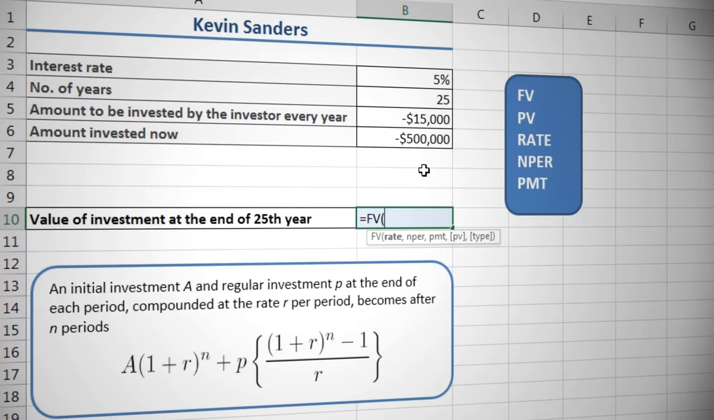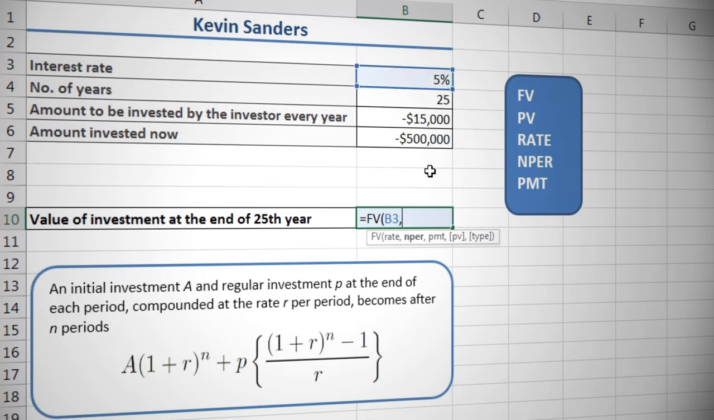Now the future value has 3 mandatory arguments and 2 optional ones. Let's look at each of them. First of all, the rate. Now again, this must be the rate per payment period. So in this case, we're paying annually. So we're looking at an annual interest rate of 5%.